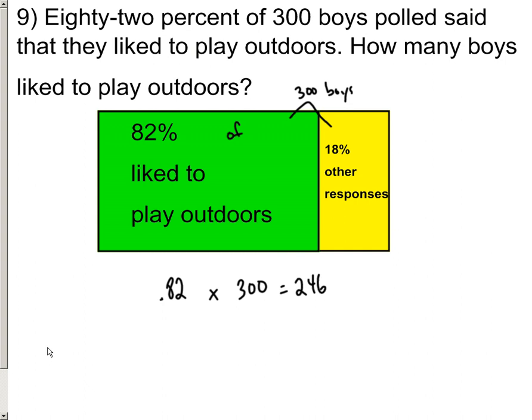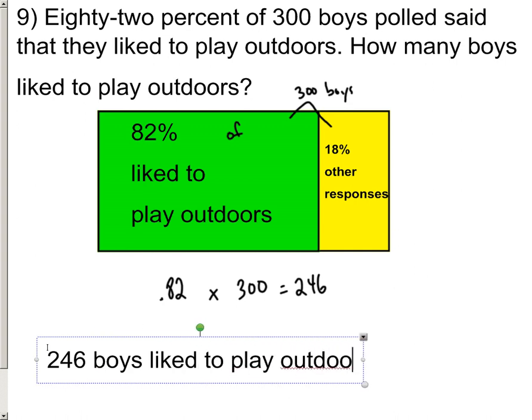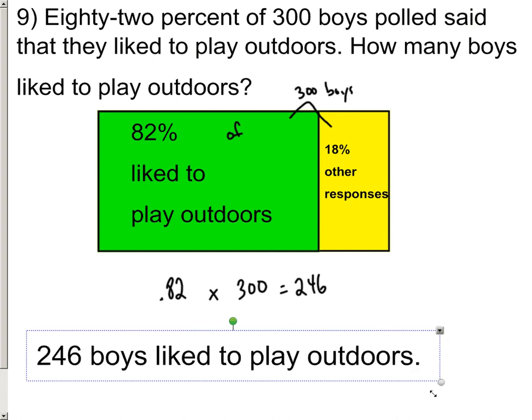So, it's a story problem. We just need to restate the problem. 246 boys like to play outdoors. And you could get into more details. You could say 246 of the 300 boys like to play outdoors if you like, but I mean, this gets the point across. Hopefully the visual representation will help you understand a little bit too.